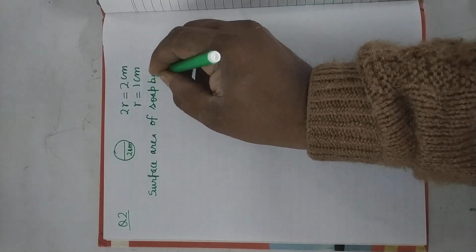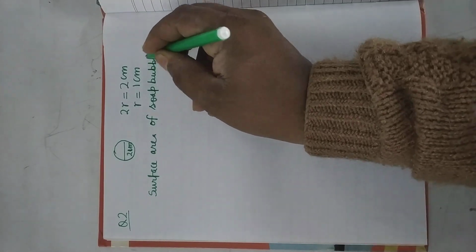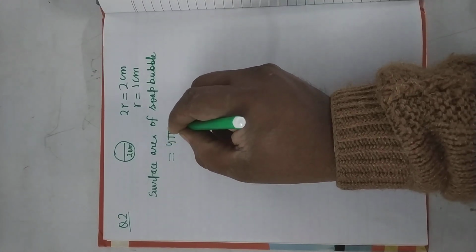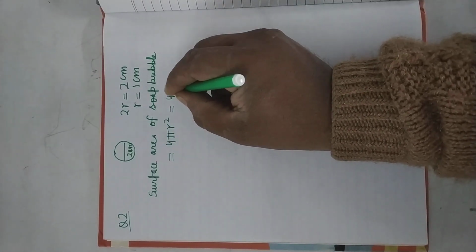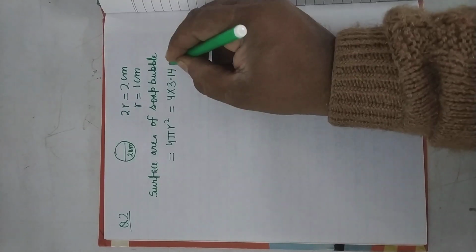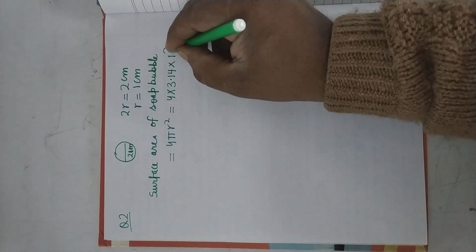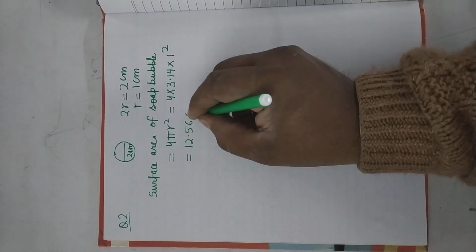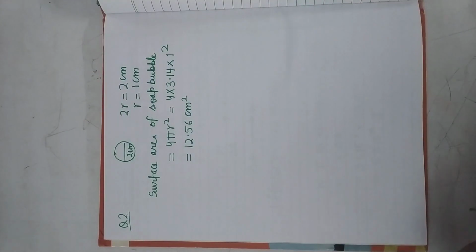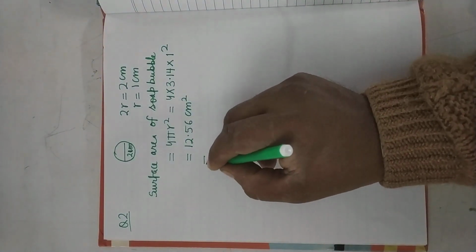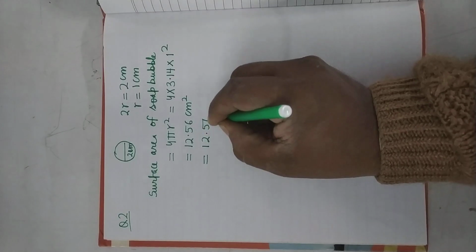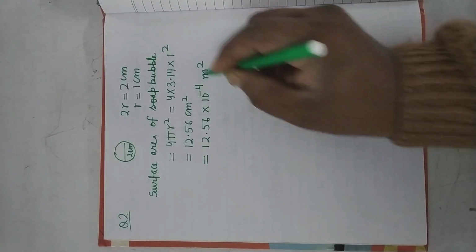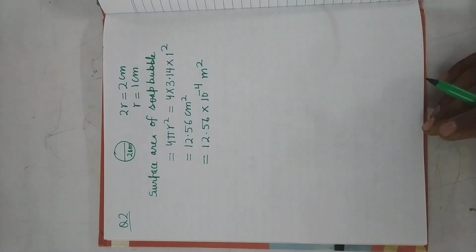As you know, what is the formula of the surface area of a sphere? It is 4 pi r square. So it is 4 into 3.14 into radius 1 centimeter, so 1 square, which is 12.56 centimeter square. How will you convert it into meter? 12.56 into 10 to the power minus 4 meter square. This will be the surface area of the soap bubble.